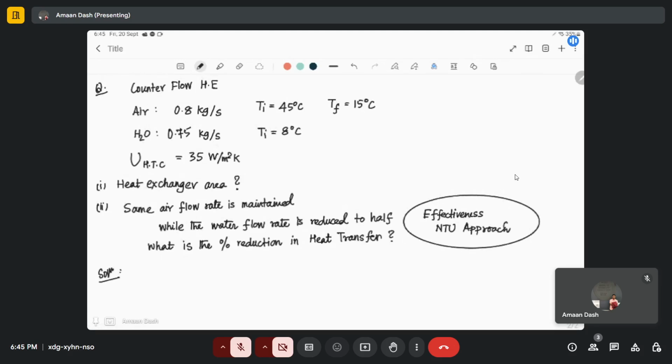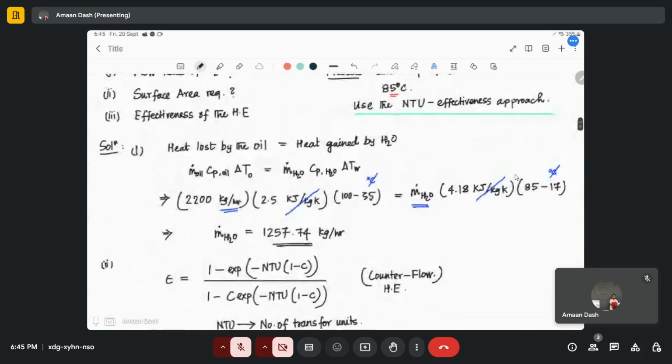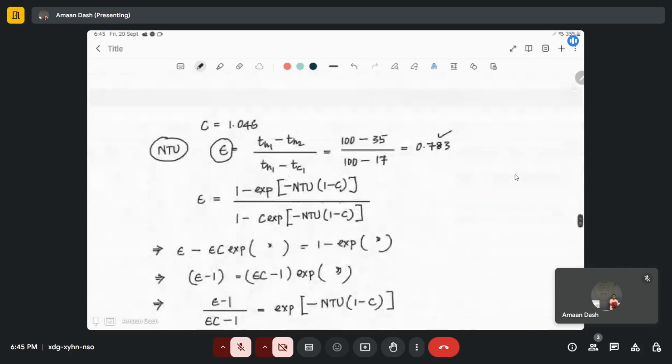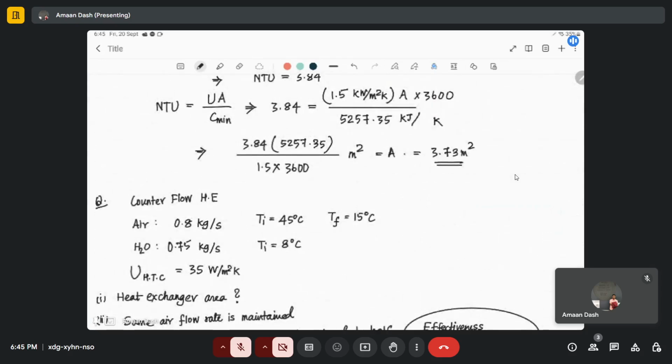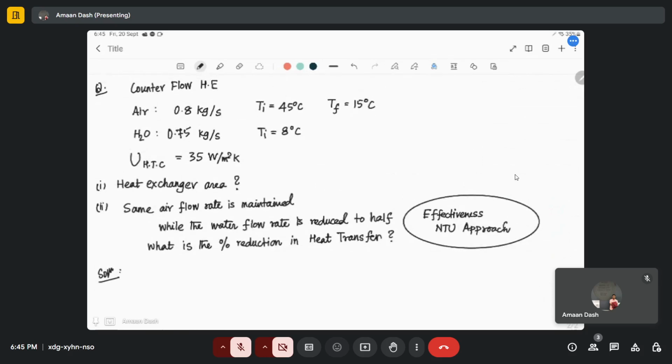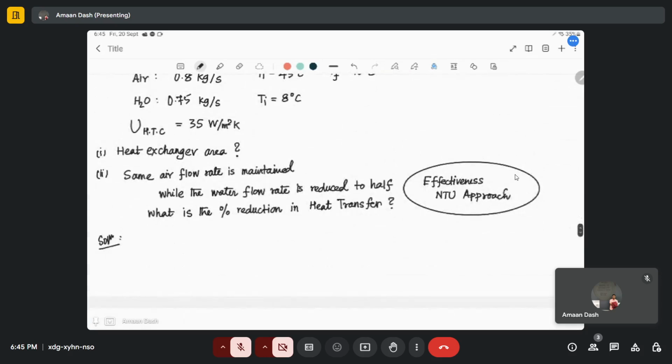So for the first part, the heat exchanger area, you can follow the same procedure as we followed in the previous question. It's exactly very similar. You can calculate the NTU and then the required heat transfer area. Next, we have to see, if the same airflow rate is maintained while the water flow rate is reduced to half, what is the percentage reduction in heat transfer?